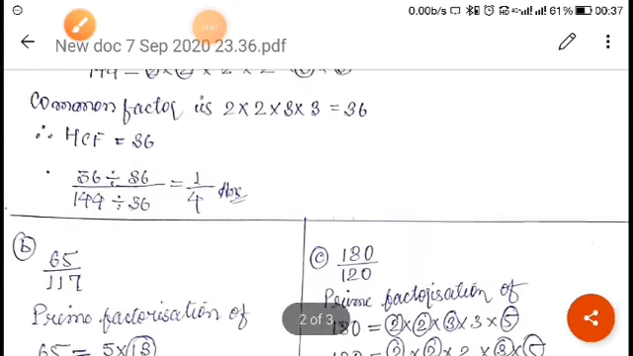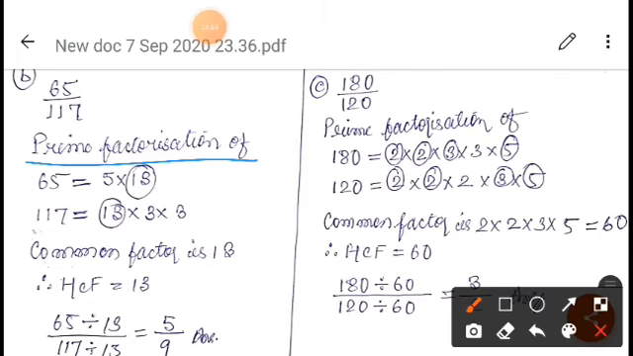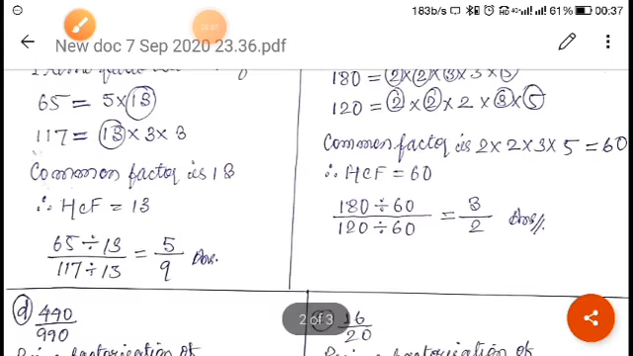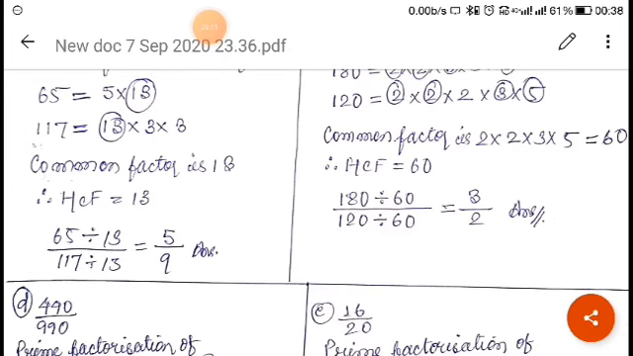Now next is also the same. As you can see, question number B, we have to find the prime factorization: 65 is 5 into 13 and 117 is 13 into 3 into 3. So what is the common factor? 13. As you can see, 13 is in both, right? So 13 will be the GCF. When we divide this, we will get 5 by 9. I hope you understood this.